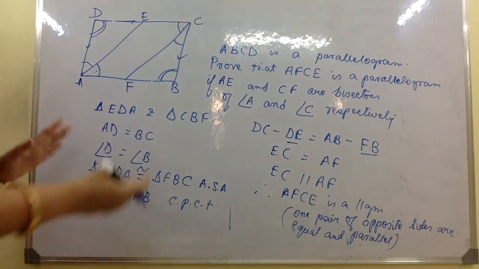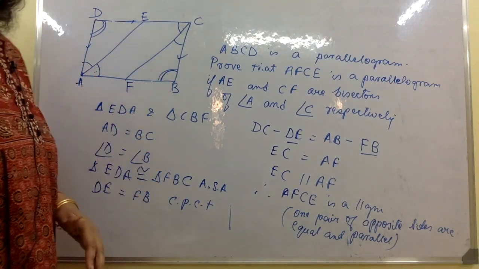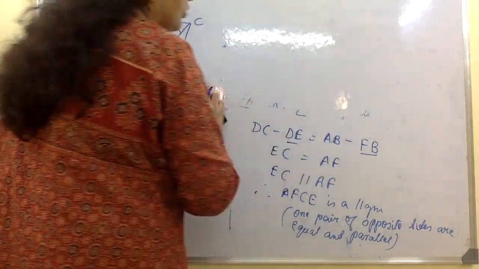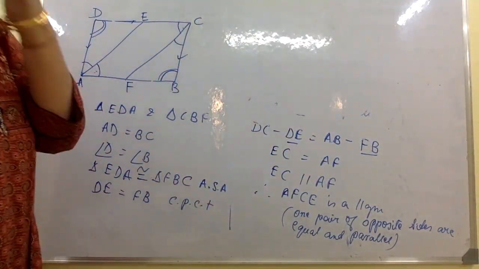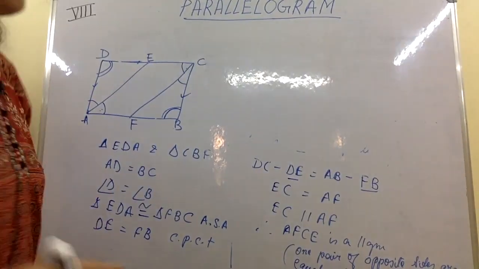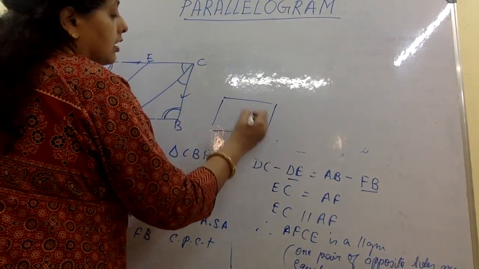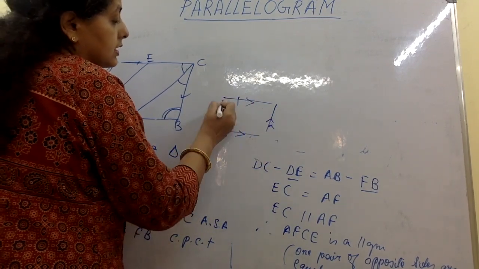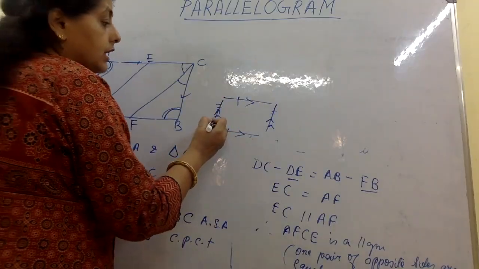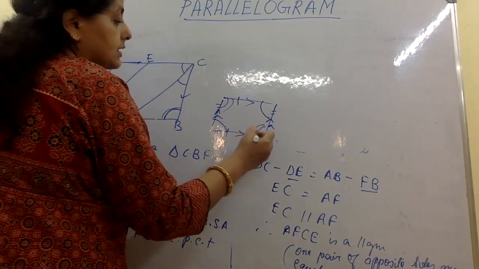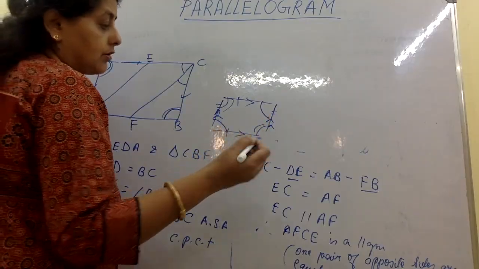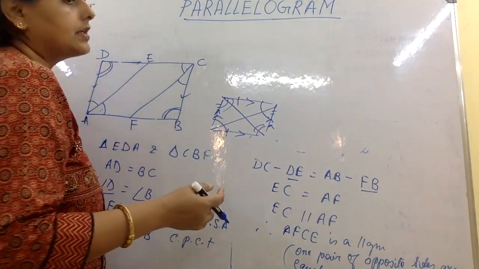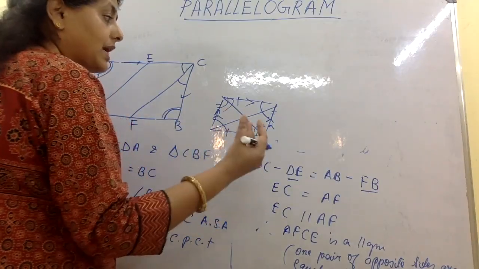Remember, we can prove a quadrilateral to be a parallelogram in many ways. One of the ways can be to prove that this is parallel to this and this is parallel to this. Then you can also prove this is equal, this is equal. That also proves it's a parallelogram. If you can prove opposite angles, both sets are equal, then also it's a parallelogram. Even if you prove diagonals bisect each other, it's a parallelogram.